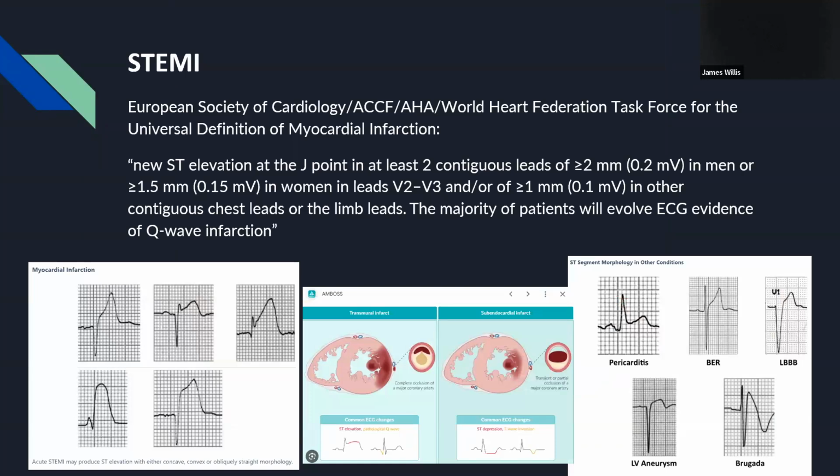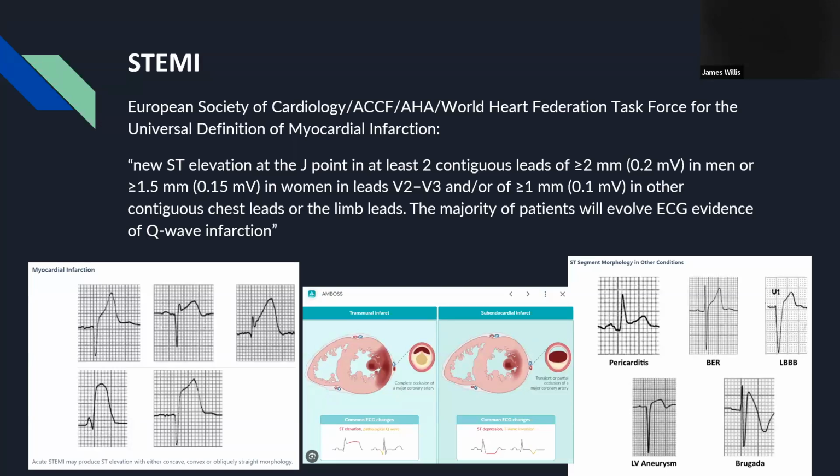So there's a definition for STEMI from the horse's mouth. It's new ST elevation at the J point in at least 2 contiguous leads, at least 2 millimeters or 0.2 millivolts in men, or 1.5 millimeters or 0.15 millivolts in women in leads V2 or V3, and it's a little bit less in other leads, and it has to be in at least 2 contiguous chest leads. And then the majority of patients will then have some evidence of Q wave infarction.